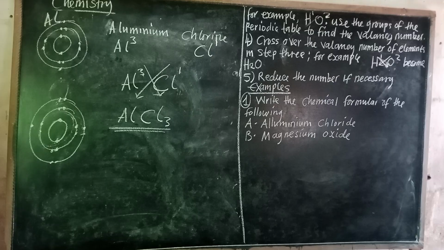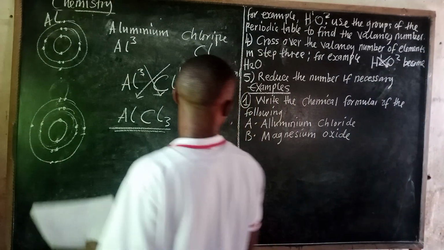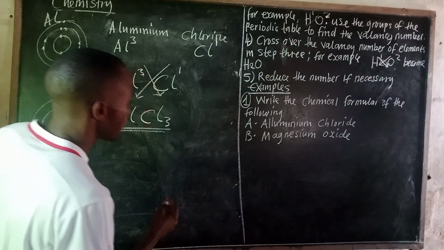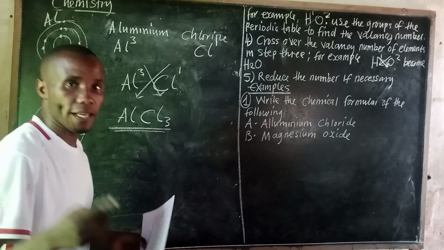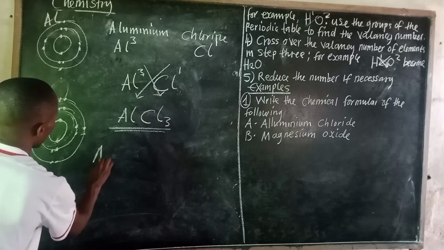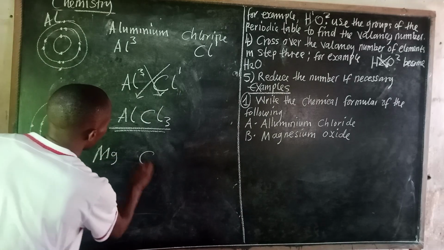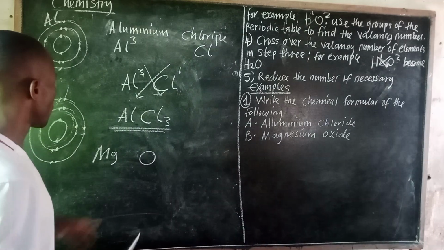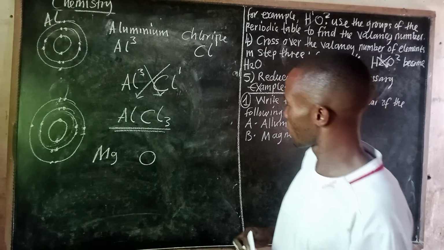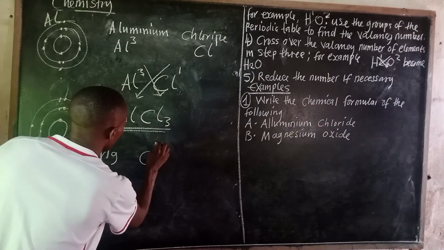Then we go to magnesium oxide. Magnesium also, we go to the periodic table so that we can know the valence. Because you cannot write the chemical formula without knowing the valences. So for magnesium, we can write its symbol. Then for oxygen, oxide, we have that one. Okay. So oxygen is found in group 6. So meaning it has 2 valence. So we are going to write 2 there.